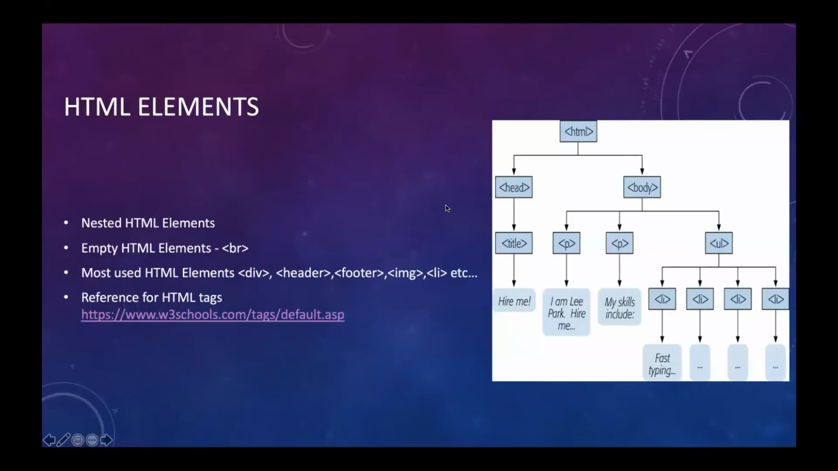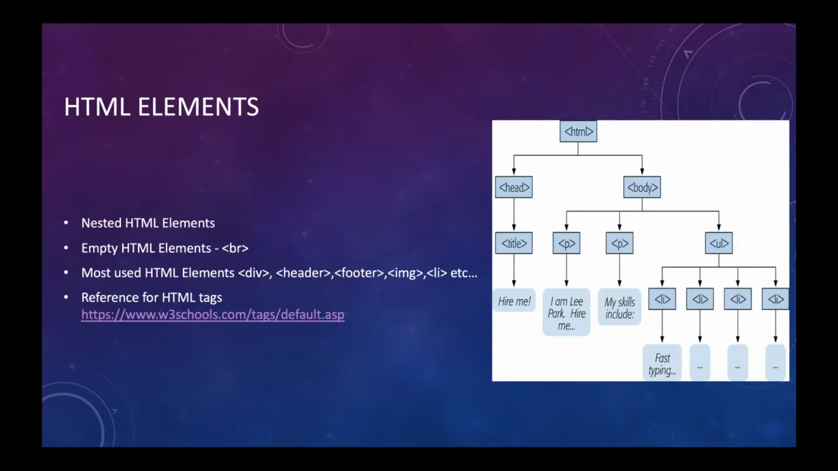HTML elements are what we use if we want to display data, images, or some text to the user. You see here in this diagram: HTML, head, body, title, and paragraph. I will discuss the LI in later classes. So these are the types, nested HTML elements.